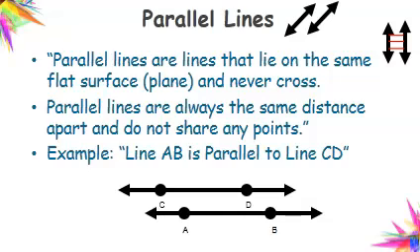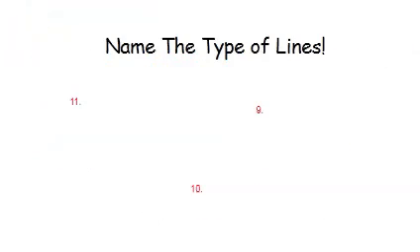So what we know about parallel lines is that they never ever cross each other, and they have the same distance between them. So this distance here is going to be equal all the time. And here we say that line AB is parallel to line CD. So two lines could be parallel, could be intersecting, and could be specially intersecting, which is the perpendicular lines.